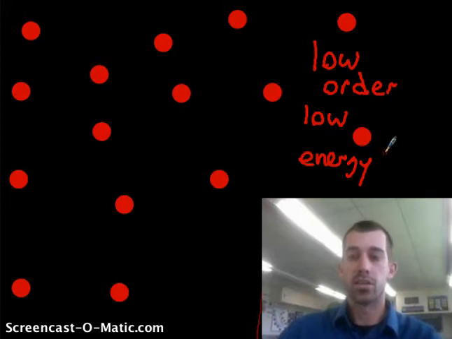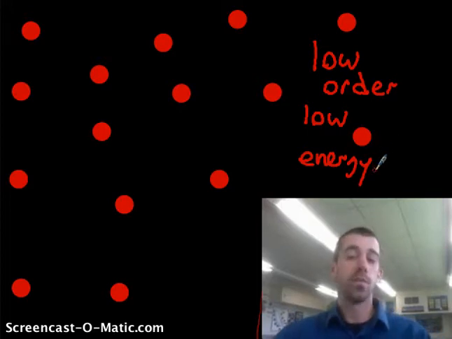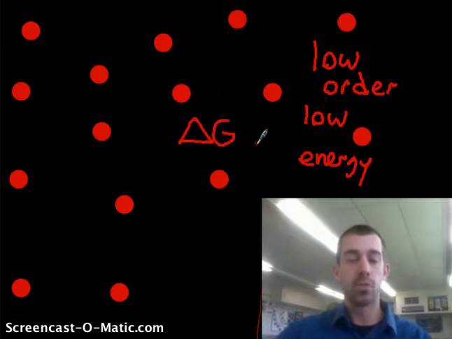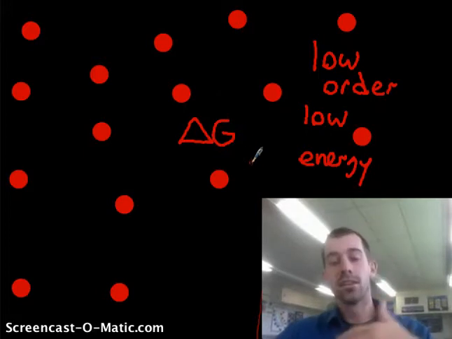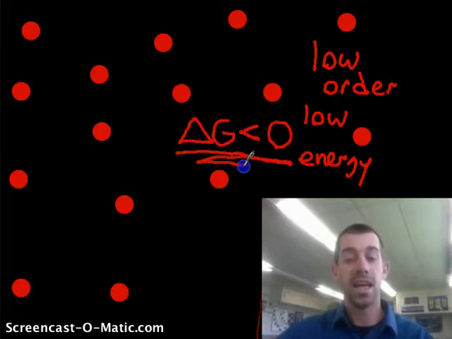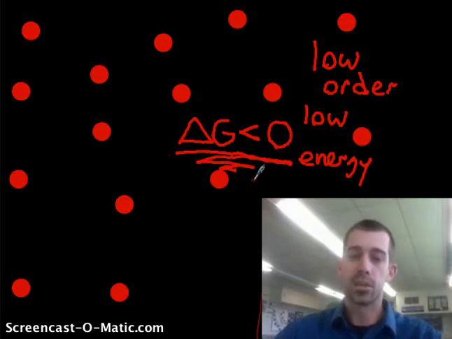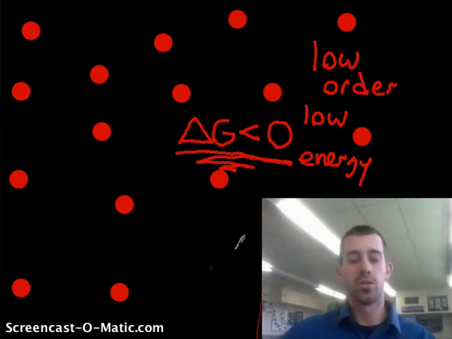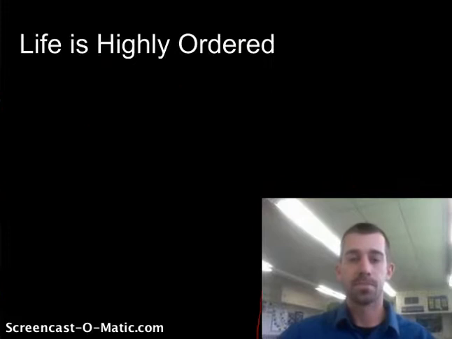Systems, according to the second law of thermodynamics, naturally move from high order to low order, from high energy to low energy. And that's why, if you think about the change in energy for this, we started out with high energy, and then we had low energy. So the change in energy would be negative. It would be less than zero. And like we said on the other screen, things that have negative change in energy, things that release energy, happen naturally. So these gases would naturally move from a high concentration over here to a low concentration where they're spread out all over the place.